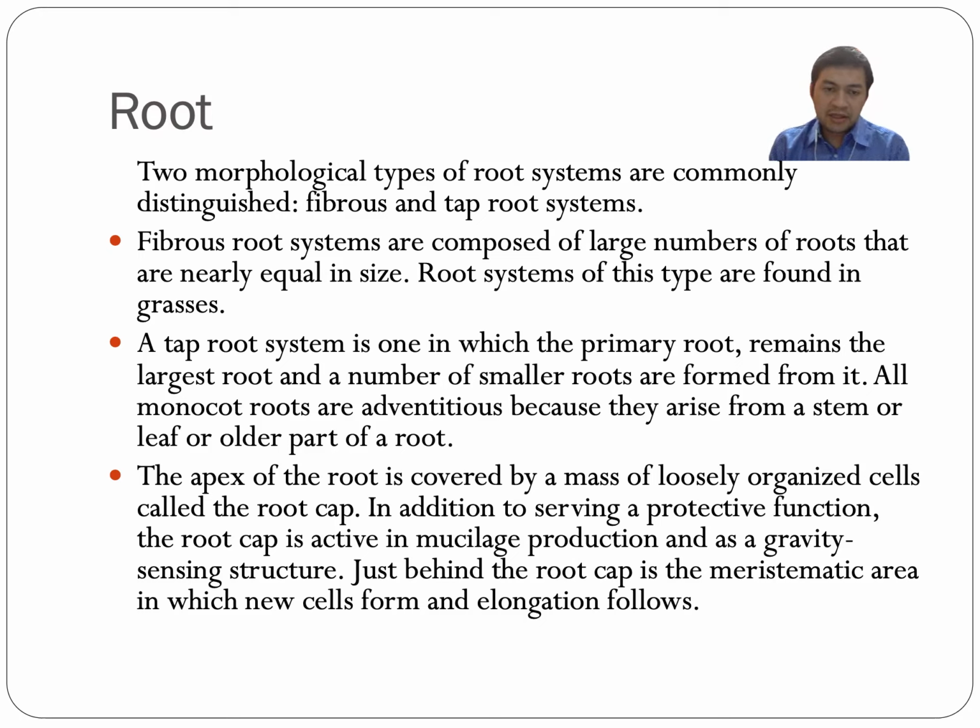And then the apex of the root is covered by a mass of loosely organized cells. We call it the root cap. In addition to serving a protective function, the root cap is active in mucilage production and as a gravity sensing structure. Just behind the root cap is the meristematic area, in which cells undergo elongation.